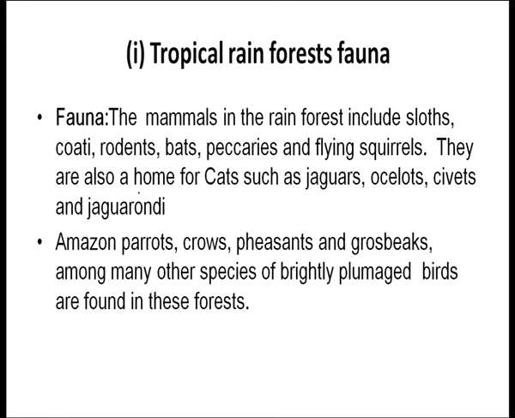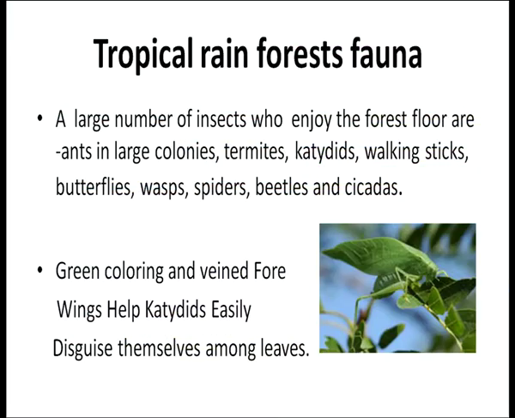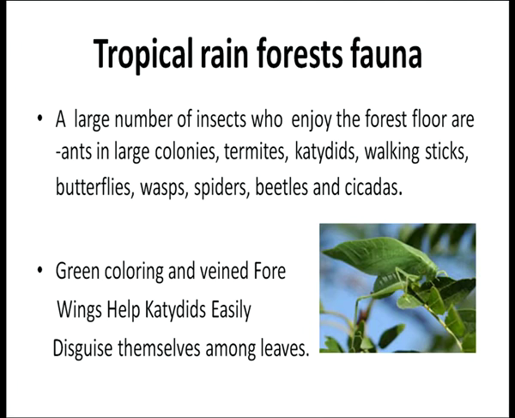Amazon parrot, cows, pheasants and grosbeaks are among the many other species of brightly plumaged birds very commonly found in these forests. A large number of insects enjoy the forest floor: ants, large colonies of termites, katydid, walking sticks, butterflies, wasps, spider, beetles and cicadas. Green coloring and veined forewing help katydid insects to easily disguise themselves among the leaves in the forest to protect themselves from the attack of predators.